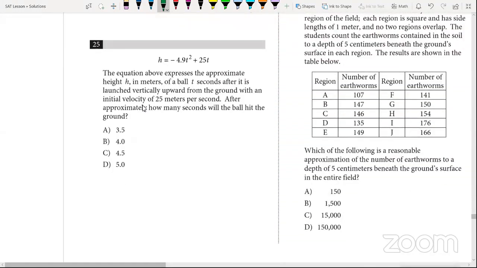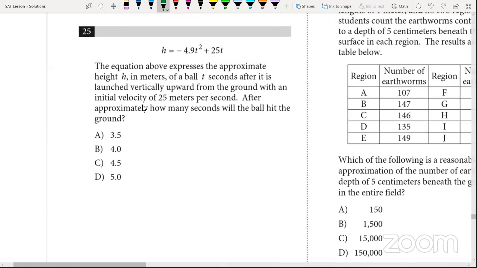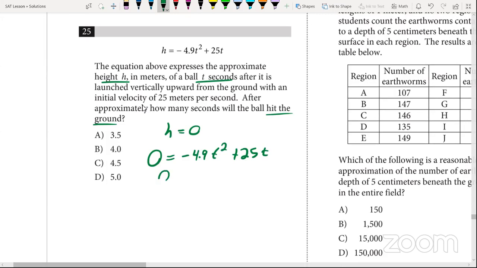Now we've got number 25. This is an equation for the height based on the number of seconds after being launched vertically upward. And then the question says, after how many seconds will it hit the ground? Well, hitting the ground, what does that mean for height? That means our h is equal to 0. So we'll write that in, h equals 0. This is a quadratic situation because it has like an x squared, or in this case, t squared. And it's a 2-term quadratic.